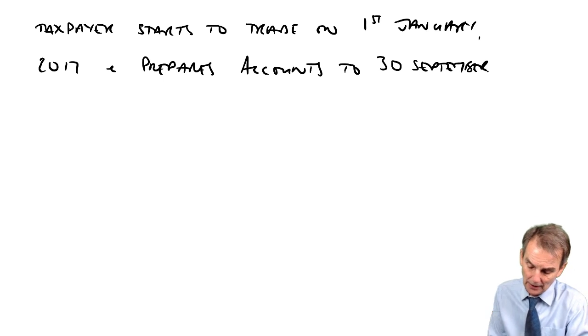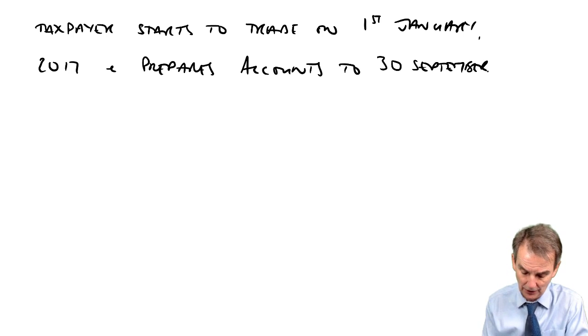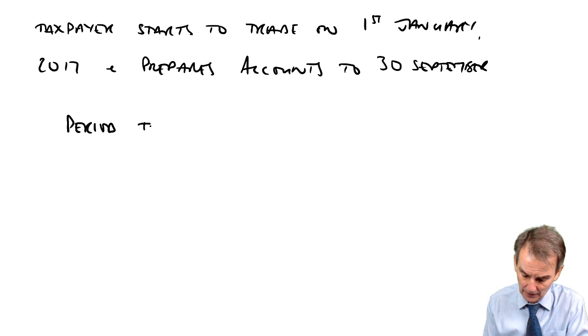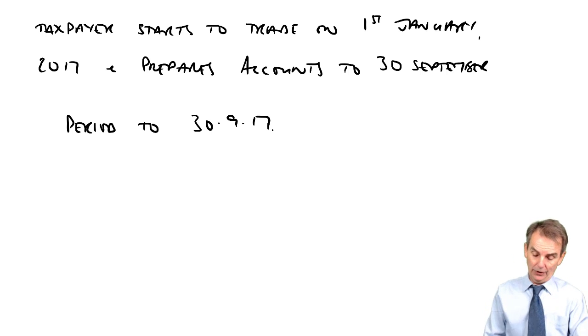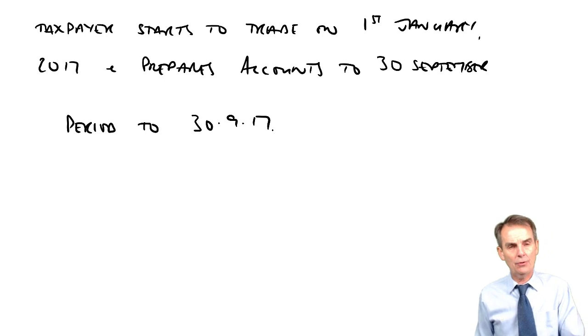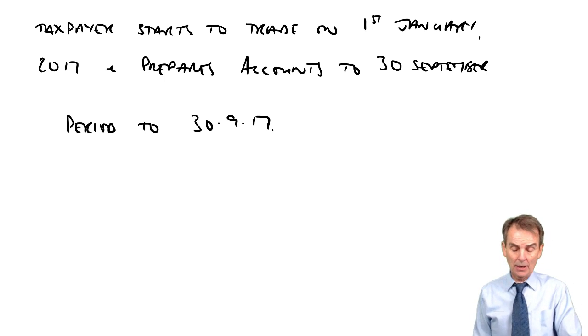Okay, so we started therefore on the 1st of January 17, prepare accounts to 30th of September. So our first period, period 2, the 30th of September 17. Now look at the length of that period. It started on the 1st of January and it goes through to the 30th of September. So that opening accounting period is a short period.